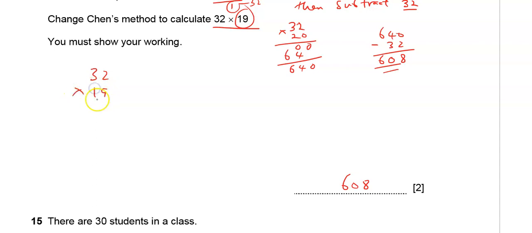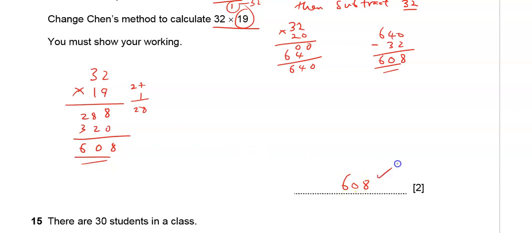32 multiplied by 19. 9 times 2 gives you 18, carry 1. 3 times 9 gives us 27. 27 plus 1 gives us 28. Then 1 times 2 gives us 2. 1 times 3 is 3. So what you get here is you add. 8, 0 plus 0 gets 0. 8 plus 2 gives us 10. Carry 1. 3 plus 3 gives us 6. The answer is correct.